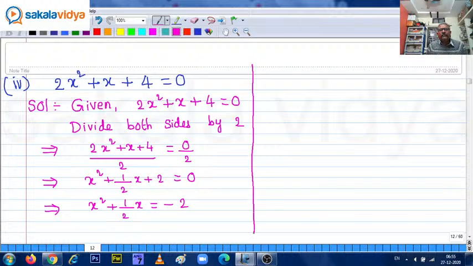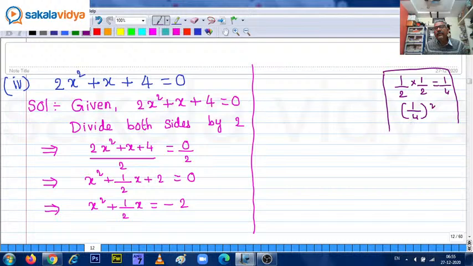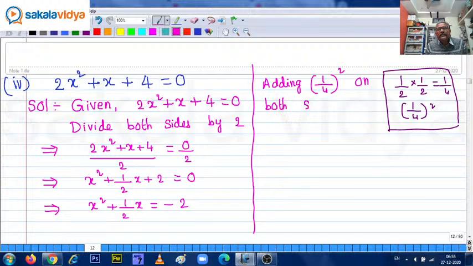Here one logic we need to apply. What is the logic? Good morning Pandarinadu. So now the x coefficient is half. Again multiply with half. You get 1 by 4. So on both sides we need to add 1 by 4 whole square. This technique you follow. This is a very important technique. Good morning Fatima. Now write down, adding 1 by 4 whole square on both sides.